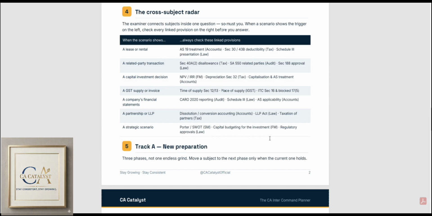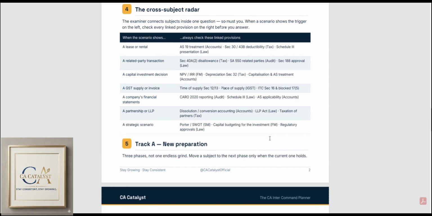For a GST supply invoice, yes, the time of supply, section 13 and 12, place of supply, IGST, how does it work, that you must refer to. And for the input tax, what is the section? Section 16 is for input tax, and if there is any blocking of the input tax, then you should write about section 17.5.